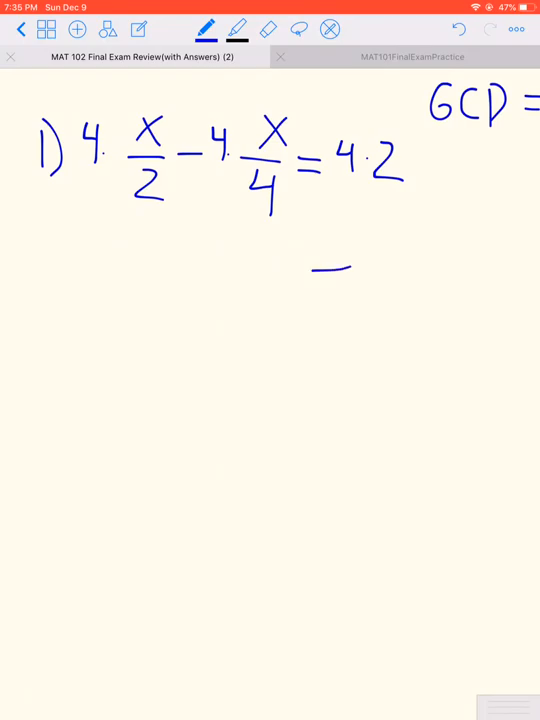And what that's going to do for us is get rid of our fractions. The 4 I can think of as 4 over 1. We can cancel the denominator there. That's going to leave us with 2x. Here 4 will cancel. Goes into itself once. So we're going to get 1x equals 4 times 2, which is 8.